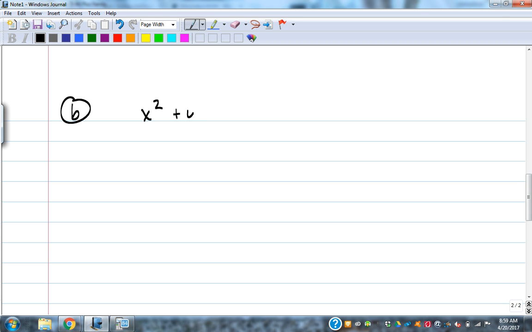x squared plus y squared is equal to 13. x squared minus y squared equals 7. I don't know that anybody would know what shape the equation on the bottom makes, but does anybody know what shape the equation on the top makes?